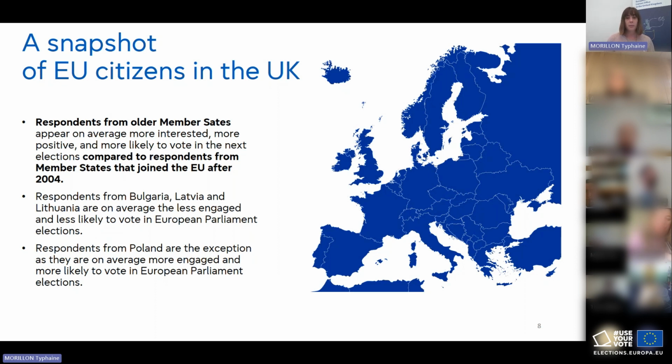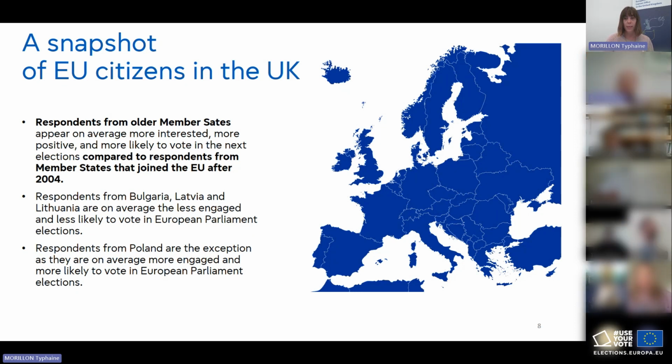We realized that EU citizens living in the UK are on average more interested and more attached to the EU than their counterparts living in the EU. So we have a much higher level of attachment and interest in the EU here. Having said that, it does not translate into voting. So we also have a population which is far less likely to vote in any elections than the people living in their home country. So there's a gap here that we need to fill.